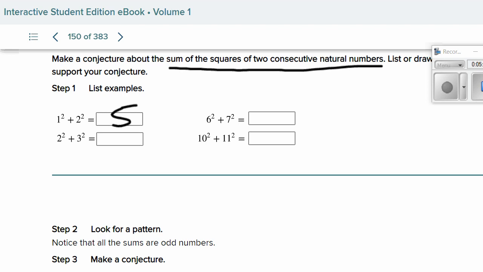The next set of numbers I look at is right below that. 2 and 3 are consecutive. 2 squared is 4, 3 squared is 9, and 4 plus 9 is 13. My next one up at the top, 6 and 7, are consecutive numbers. 6 squared is 36, 7 squared is 49, and 36 plus 49 gives me 85.